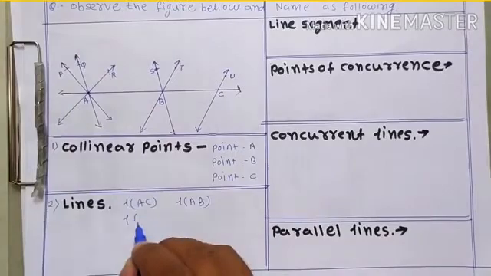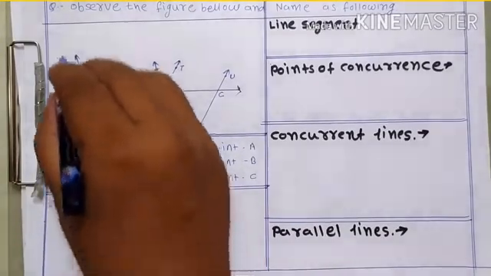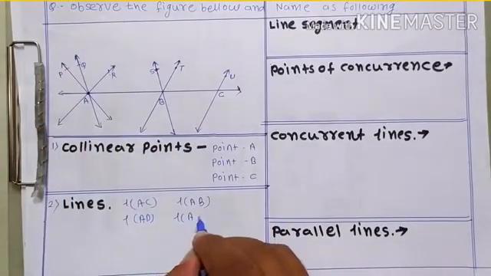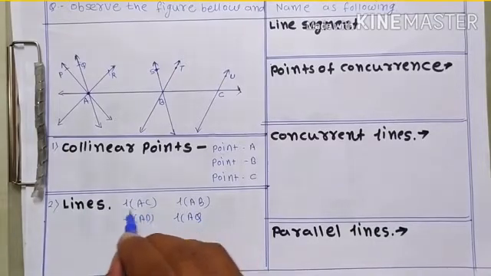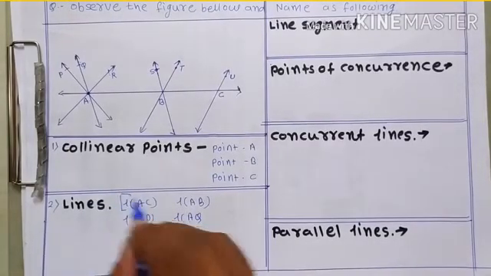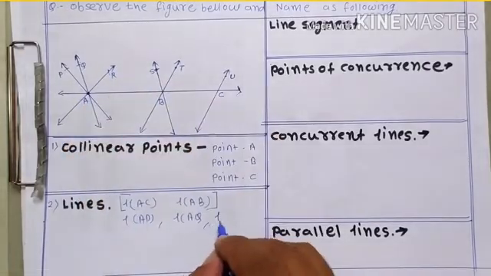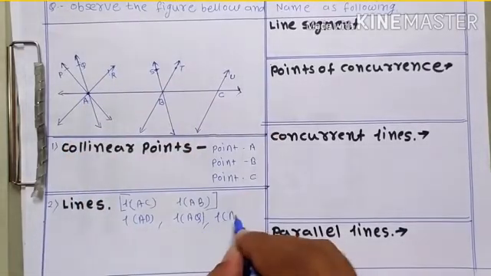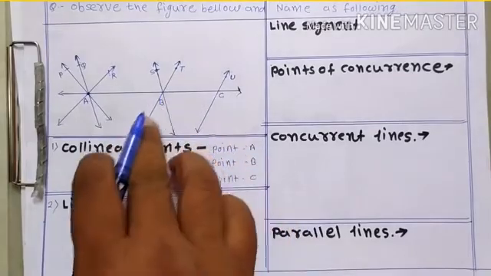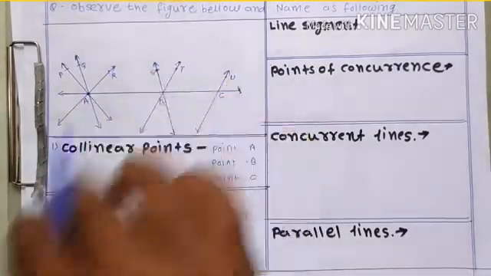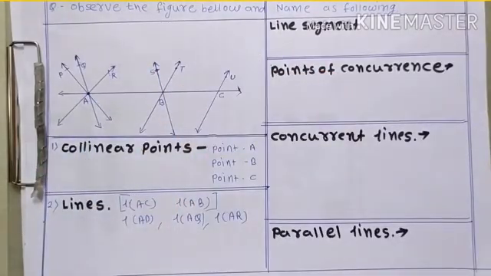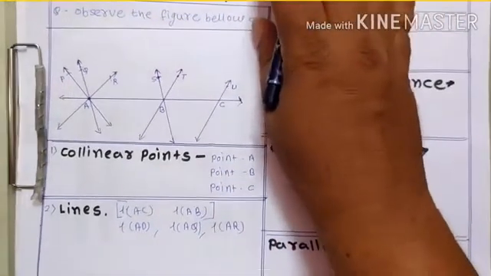Remaining lines: line AP, line AQ, line AB and line AC are the same. Line AR. On point B, line BT, line BS, line CU. There are the lines.